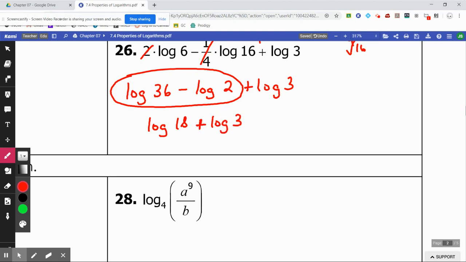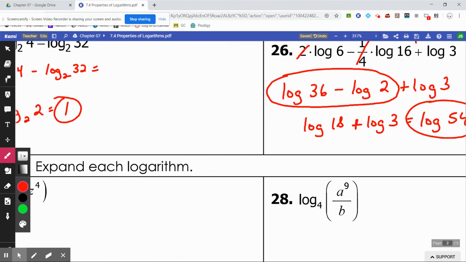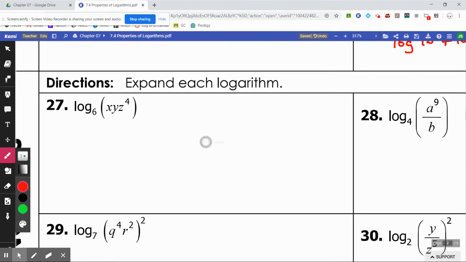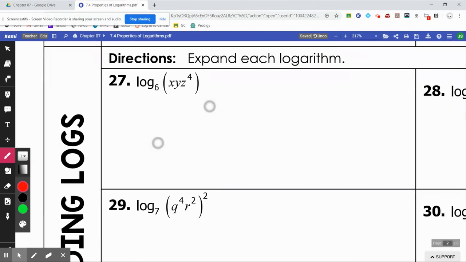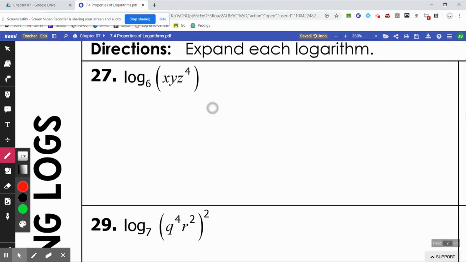To add two logs together, you take 18 and 3 and you multiply, and it gives you the log of 54. Now the next one, we're doing the exact same thing but backwards. We're expanding logarithms. We're going to write these as separate logarithms. Like here you have a product. We're just doing these problems forwards and backwards to make sure we understand.